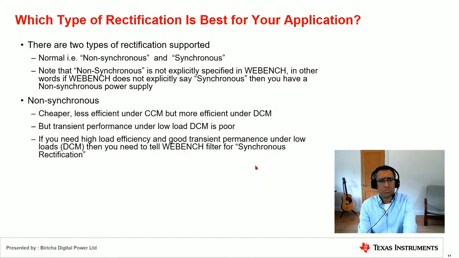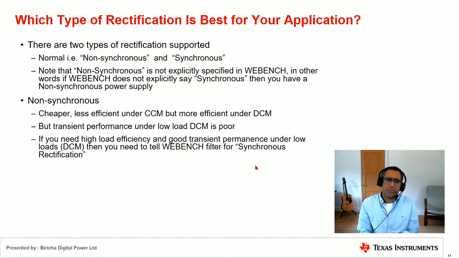So, non-synchronous is when you've got an upper side switch and a lower side diode. It's cheaper, less efficient in continuous conduction mode than the equivalent synchronous version, but it's more efficient in discontinuous conduction mode. So it depends on whether your power supply is going to be operating predominantly in continuous conduction mode or discontinuous conduction mode. So for most of the buck converters, we are almost always in continuous conduction mode, unless our load becomes very low.